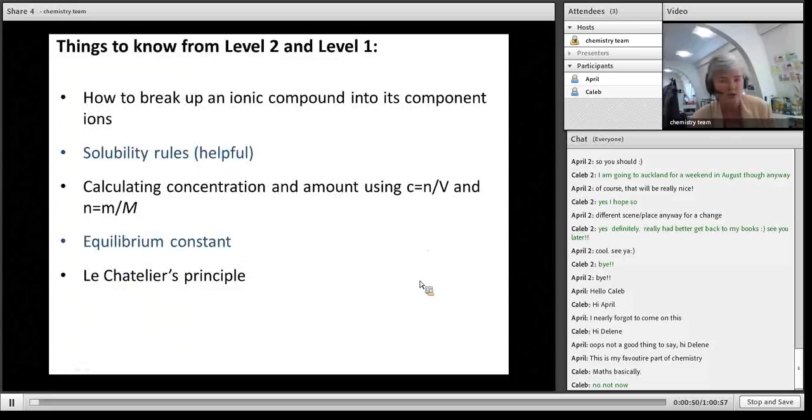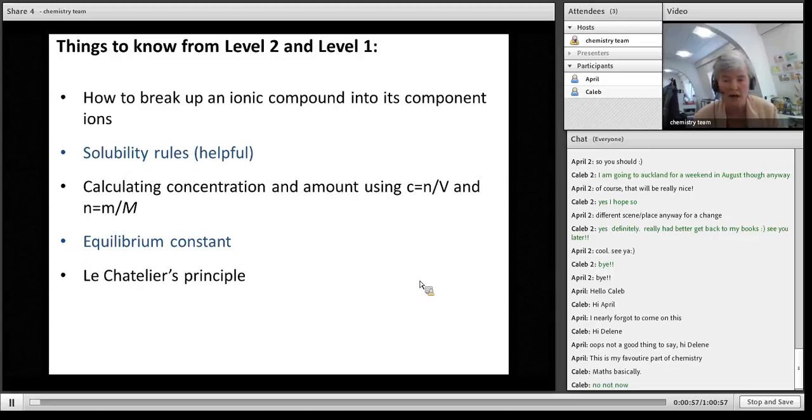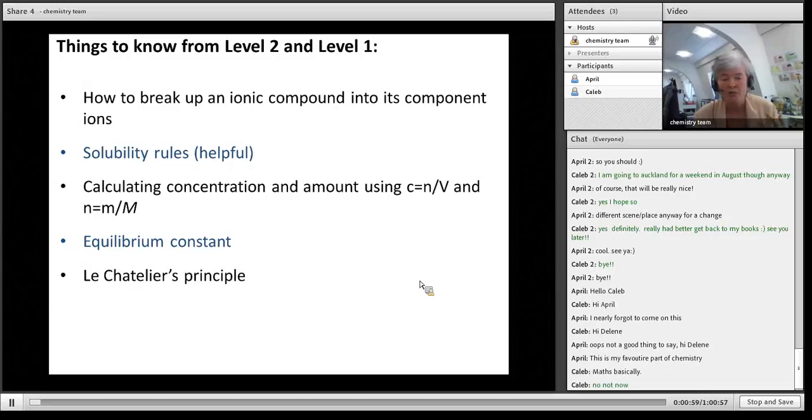So this is what you should know from level 2. If I give you a compound, sodium chloride is a nice easy one, you should be able to know that sodium chloride consists of sodium ions and chloride ions. So if you write the equation for it, you should be able to write sodium chloride solid goes to sodium aqueous ions and chloride aqueous ions. Note for level 3, you should always write the state symbols, solid and aqueous.